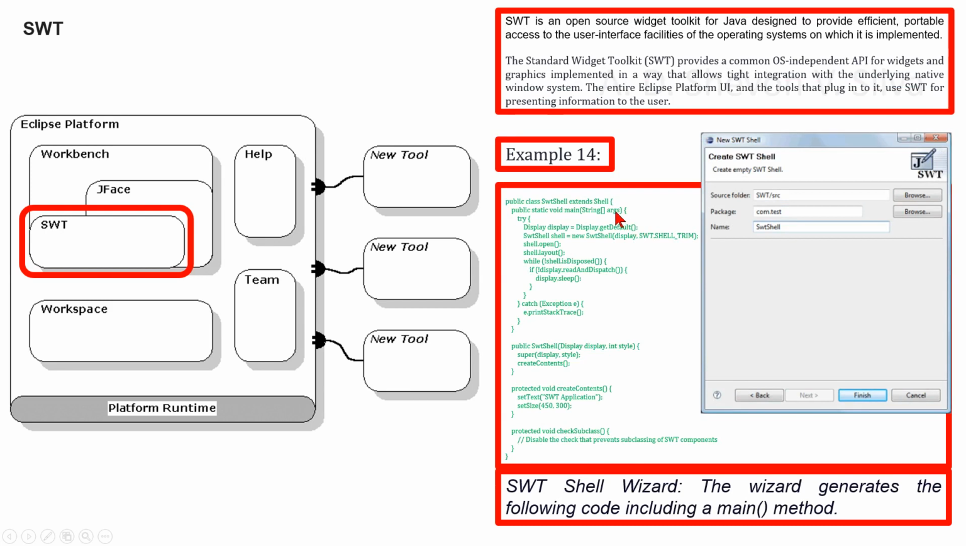SWT shell wizard. The wizard generates the following code, including the main method. Subclass of the SWT shell class can be created using the SWT shell wizard. The wizard can be selected from the drop-down wizard menu or from the Eclipse new wizard. To use the wizard, select the project source folder and the package containing the class. Enter the class name and hit the finish button.